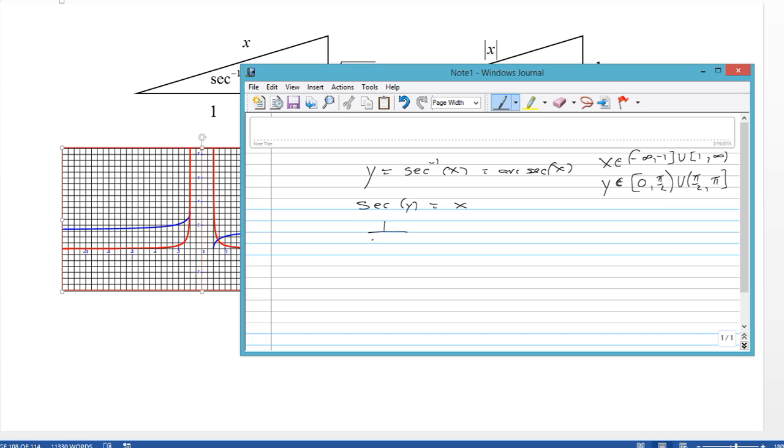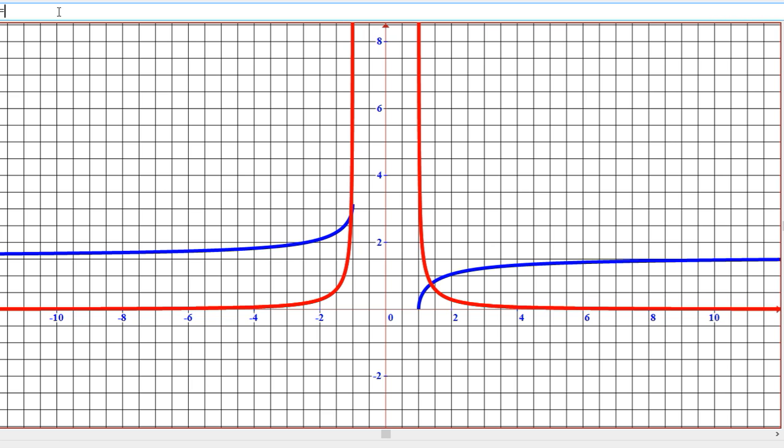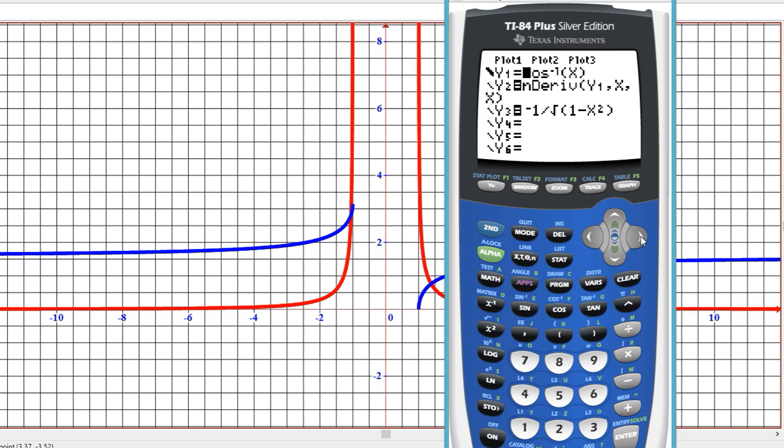Now, secant of y is 1 over cosine of y. So cosine of y is actually 1 over x. Y then becomes the inverse cosine of 1 over x. Now let's graph that and see if this is the right function. Y equals arc cosine of 1 over x. Notice that traced right over the blue graph, the lighter blue color. So that is the correct thing for both positive and negative. So now I can enter that in as inverse cosine of 1 over x.